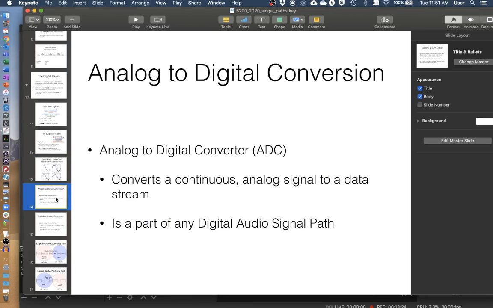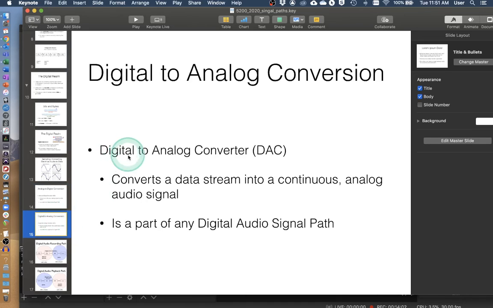So that conversion, and that's a whole other can of worms, may be talked about in the future. Analog to digital conversion, ADC, is an important process that converts a continuous analog signal into a data stream that your computer can understand. It is a really important part of any digital audio signal path. And these days, almost everything involves this conversion. ADC is a part of our smartphones, TV audio, video game audio, everything.